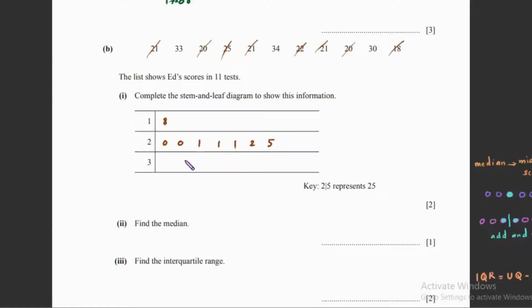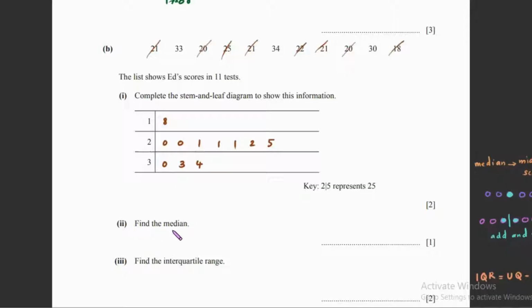Next, when we move on to the 30s, we have three numbers in the 30s. So it's 30, 33, and 34. So it's going to be 0, 3, and 4. While writing it on the stem and leaf diagram, I have put them in order.